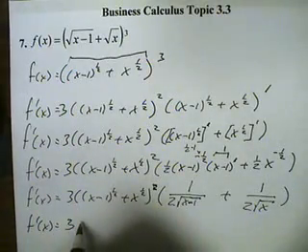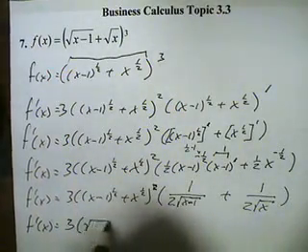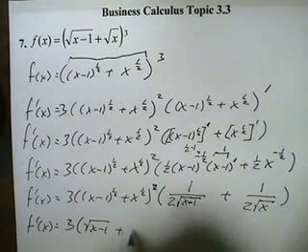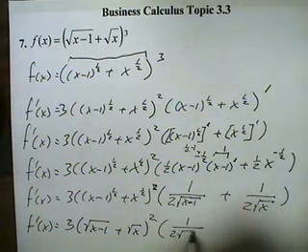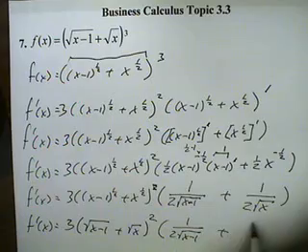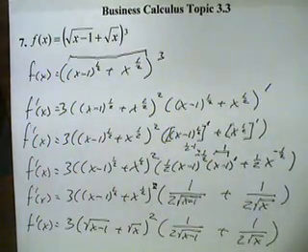So 3 in our parentheses. Here's my root for the x minus 1 plus my root for my x to the 2nd power. And this becomes 1 over 2 times the root of x minus 1 plus 1 over 2 times the root of x. Alright, and this is my final result.